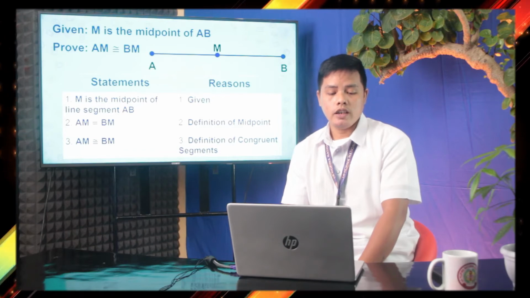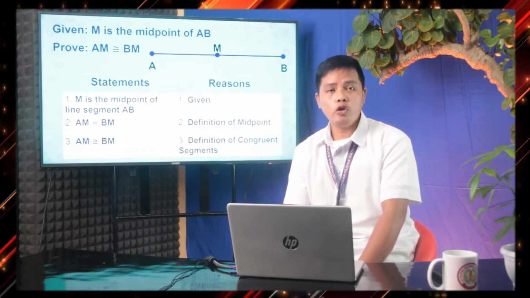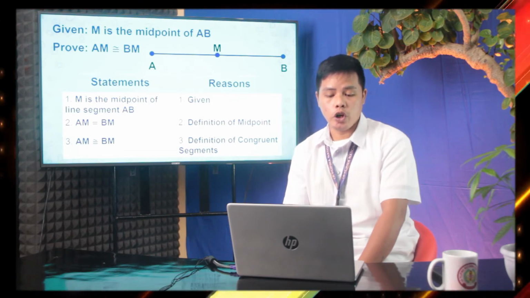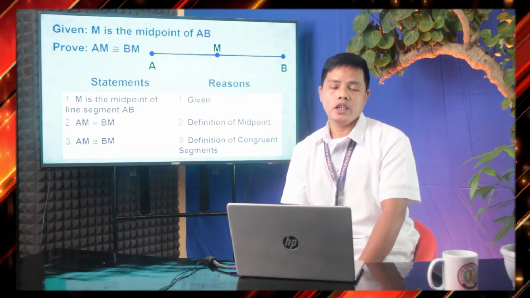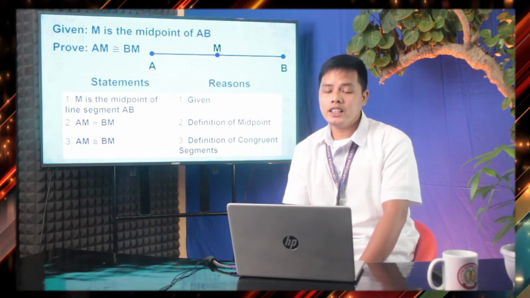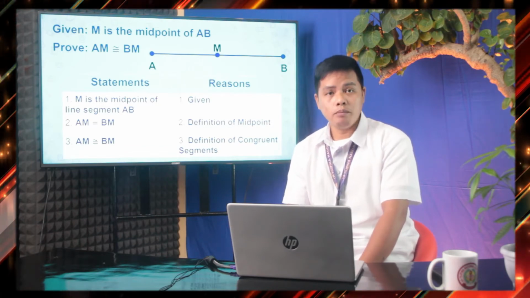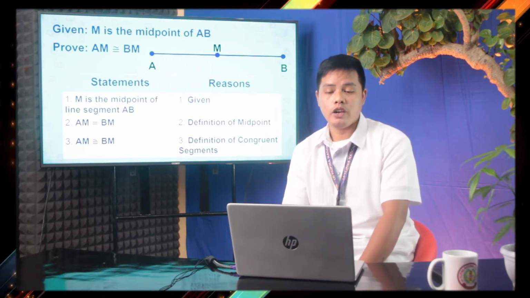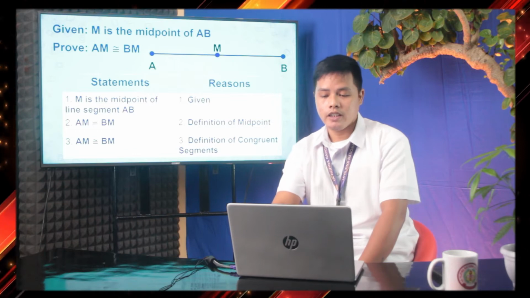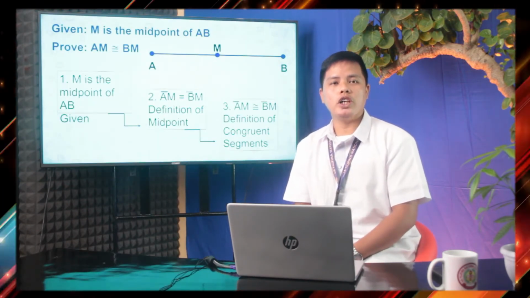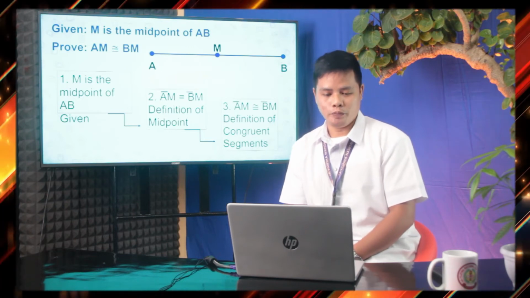Number 3, line segment AM is congruent to line segment BM because of the definition of congruent segments. Now, for this statement and reason, it proves that line segment AM is congruent to line segment BM because of the following reasons. Alright? Now, the last method we have is what we call the flowchart form.